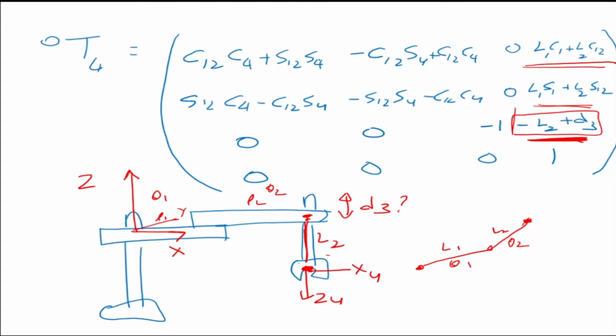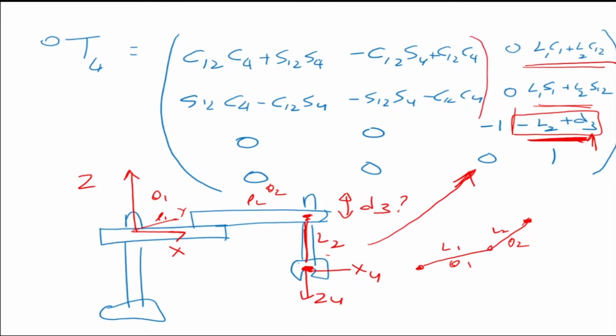So if theta 1, theta 2 changes, it has no effect on Z because it moves on the xy plane. But if D3 changes, what happens? This end effector goes up or it comes down. So now you understand physically what this matrix means in terms of the manipulator structure.